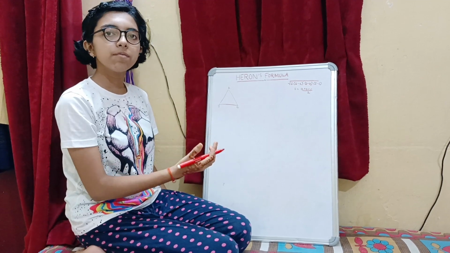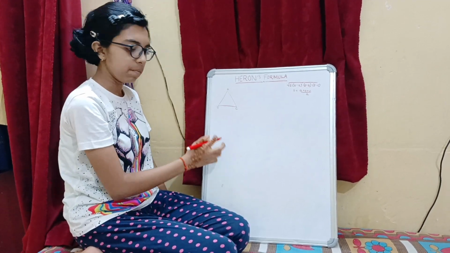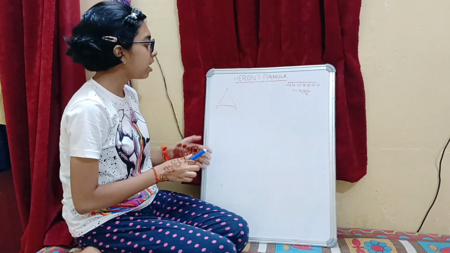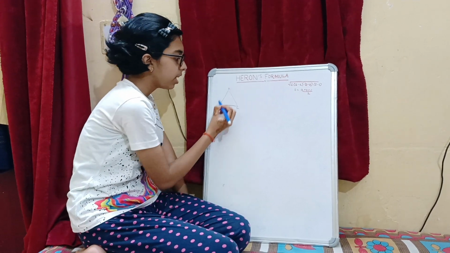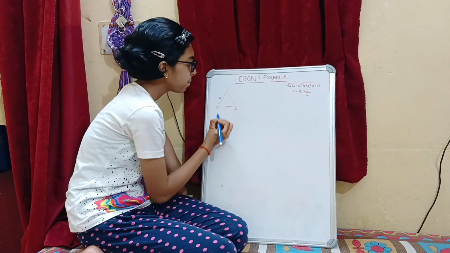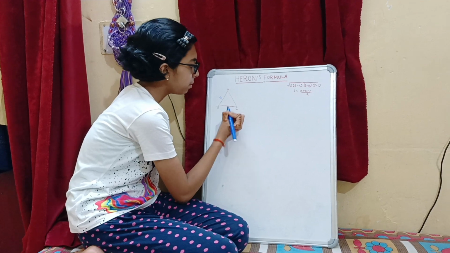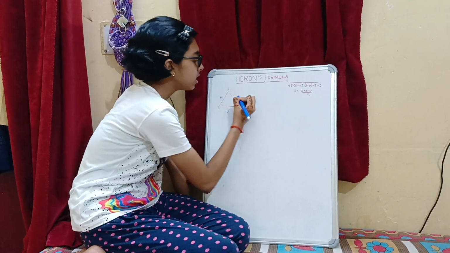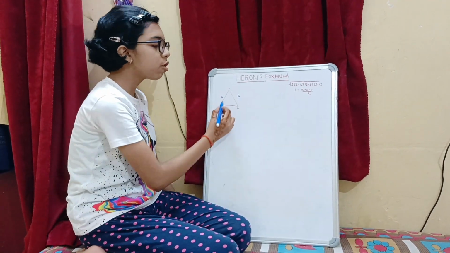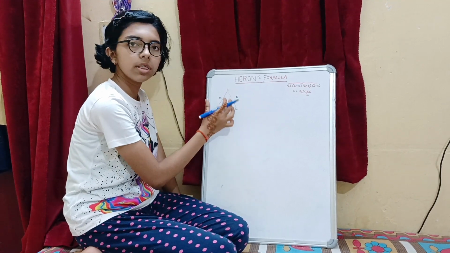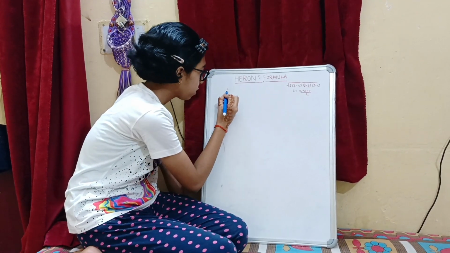So to prove this, we will need a triangle ABC. And we will mark the sides of the triangle as AB as small c, BC as small a and AC as small b. Now we will drop a perpendicular AD on the base BC.